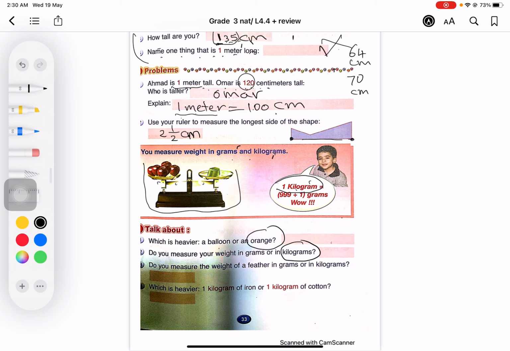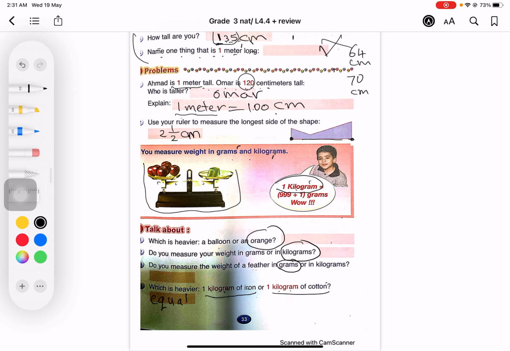Do you measure your weight in grams or in kilograms? I mean, if you want to measure yourself, you will say my weight is 35 kilograms or grams? Of course kilograms. Do you measure the weight of a feather in grams or in kilograms? With what are you going to measure it? We are going to measure it with grams.